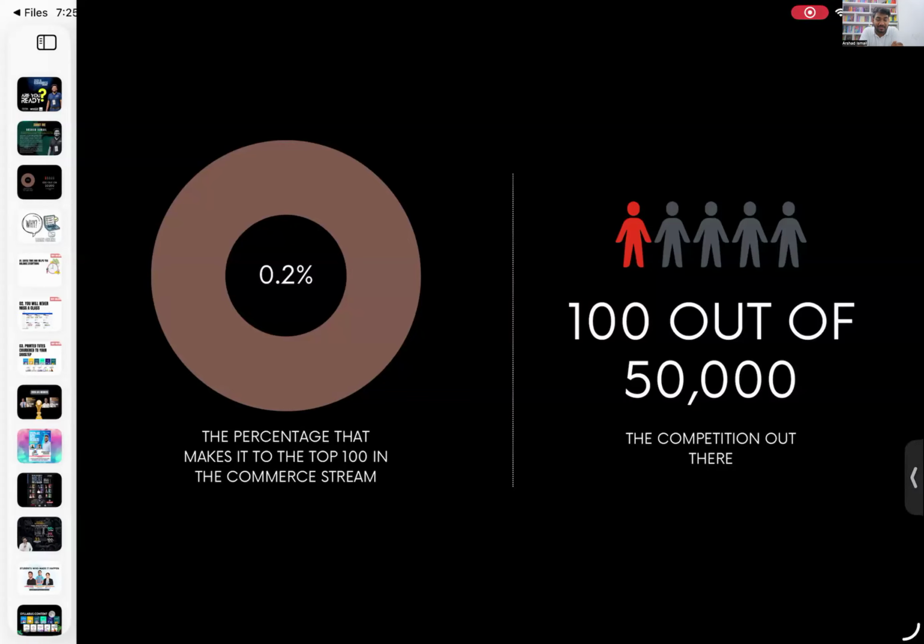In the commerce stream, there are close to around 50-60,000 students doing commerce. In the art stream, there are close to around 75,000, 80,000 people. I want you, out of all those people, to have a target to come among the top 100 in the island. Even if you come among the top 1,000 in the island, that is still a brilliant result. I want you to target to come among the top 100.